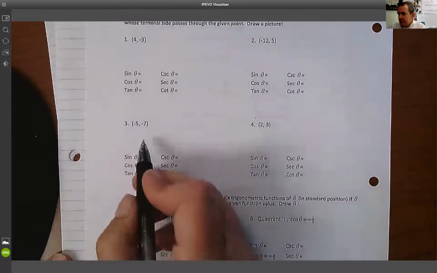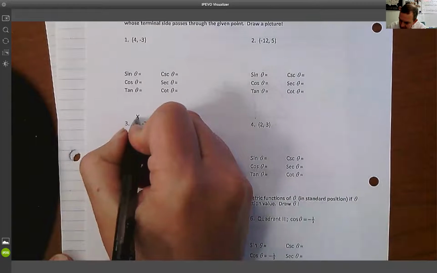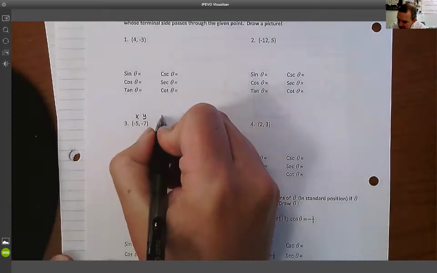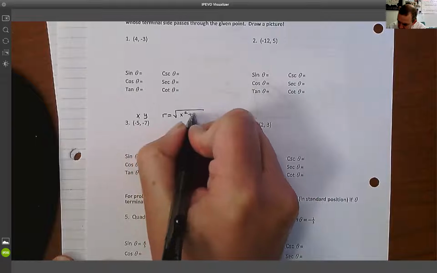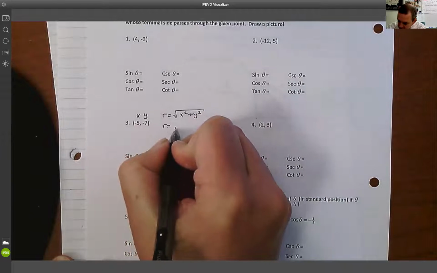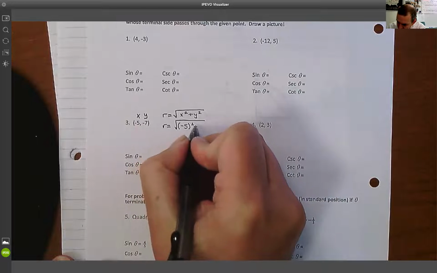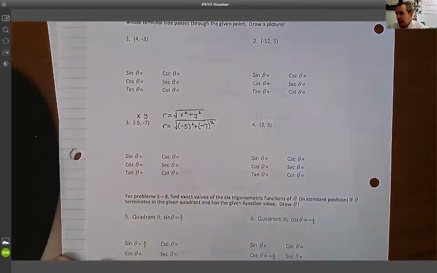So now what it says is, let's say I'm given the points -5 and -7. That's my X value, that's my Y value. To figure out my R value, R is equal to the square root of X squared plus Y squared. So R is going to equal the square root of -5 squared plus -7 squared. And when I actually go to do that in my calculator, I'm going to get a decimal.